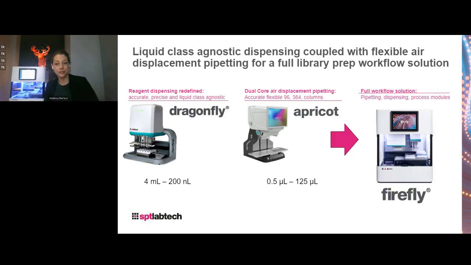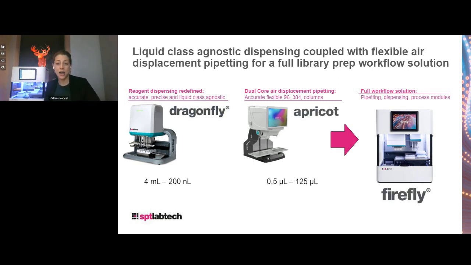All right, so for those of you who are not familiar with SPT Labtech, I'll take a quick minute to introduce two of the liquid handling platform instruments that went into designing the Firefly. First, the Dragonfly is a non-contact dispenser, utilizing true positive displacement with a dynamic volume range: 4 mils, which is the entire capacity of the syringe, down to 200 nanoliters, that low volume that Ritwik was mentioning earlier. This instrument was released by SPT over 10 years ago.